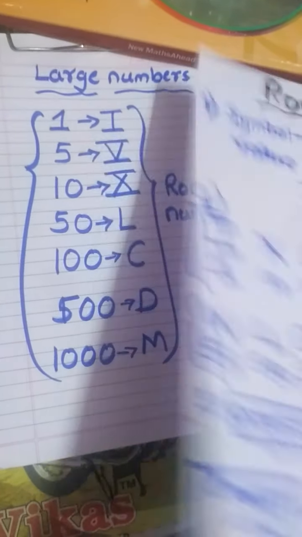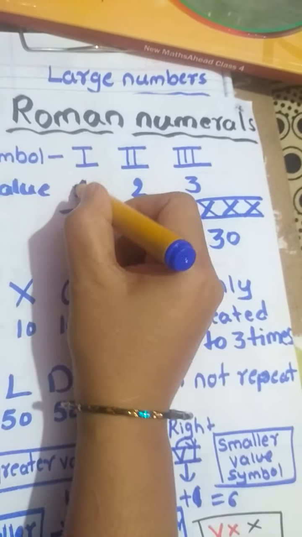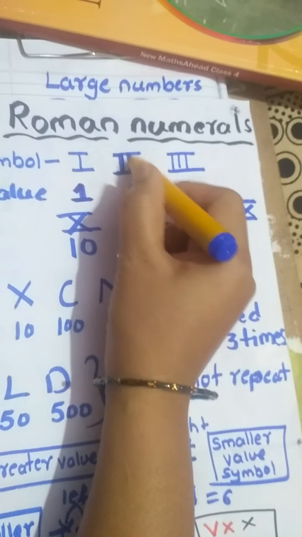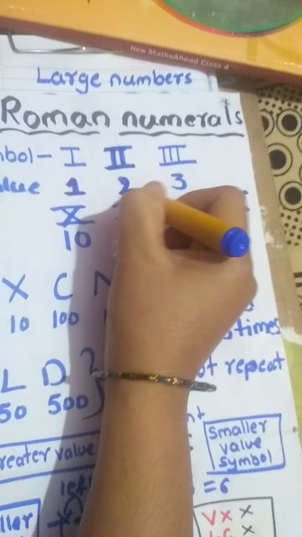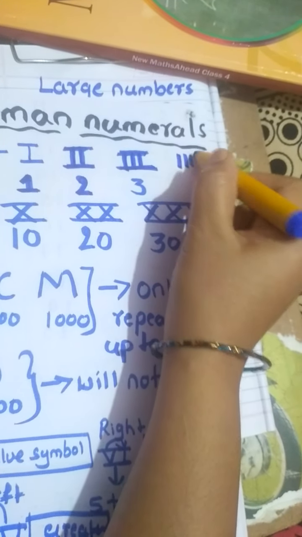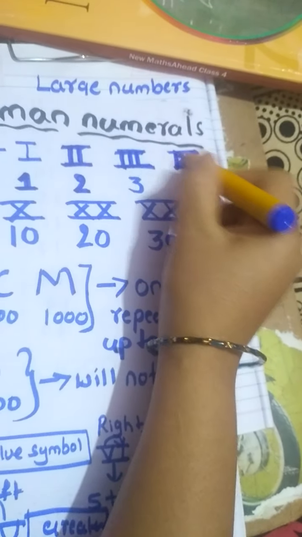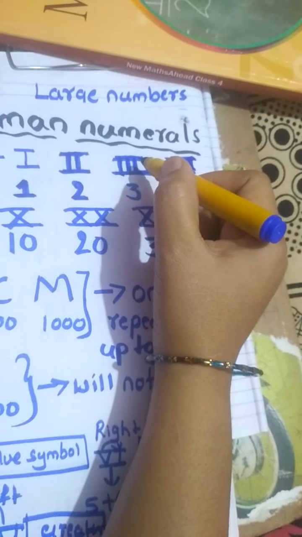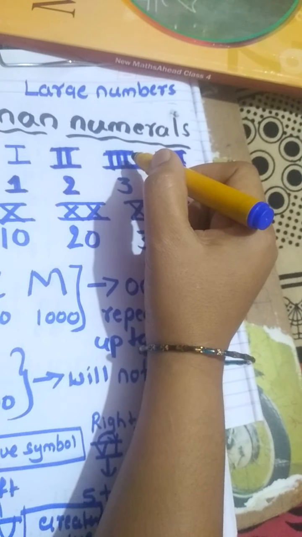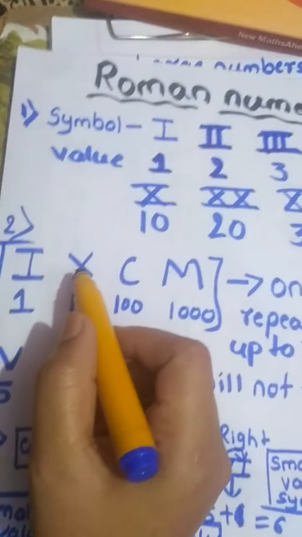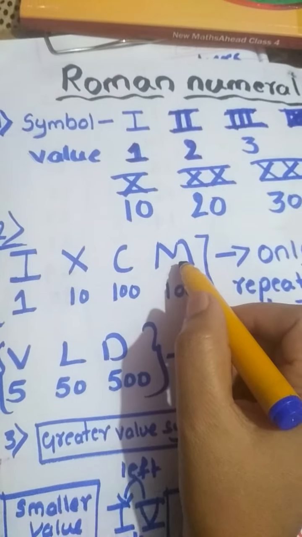So look at the symbols. This is 1. This is II, 1 plus 1. II means 2. III means 3. We'll write 4 like this? 1, 2, 3, 4. No, this is not correct. We will not use it like this. This is wrong. A symbol will repeat only 3 times. Which symbols will repeat only 3 times? That is capital I, capital X, capital C and capital M.